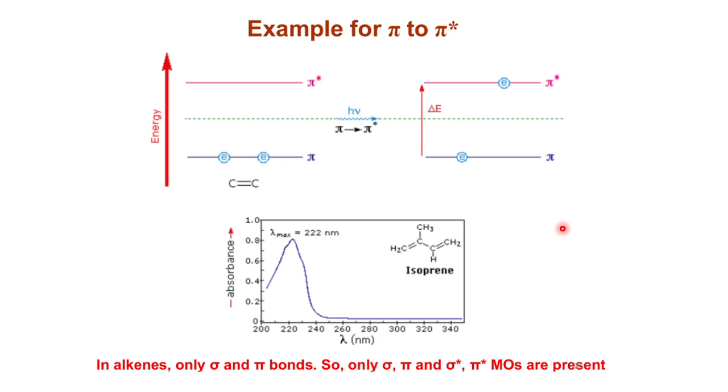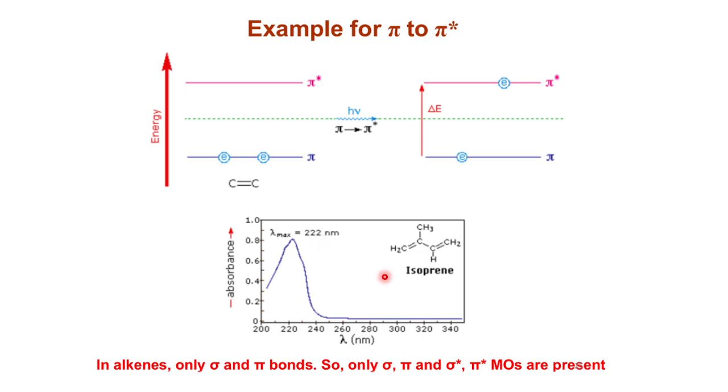Now this is another example of a very simple molecule, the monomer of natural rubber, cis-isoprene. There is only sigma and pi bond, so there are also two antibonding orbitals, sigma star and pi star. You see only one peak showing here. That is because of the pi to pi star transition, corresponding to 222 nanometer.